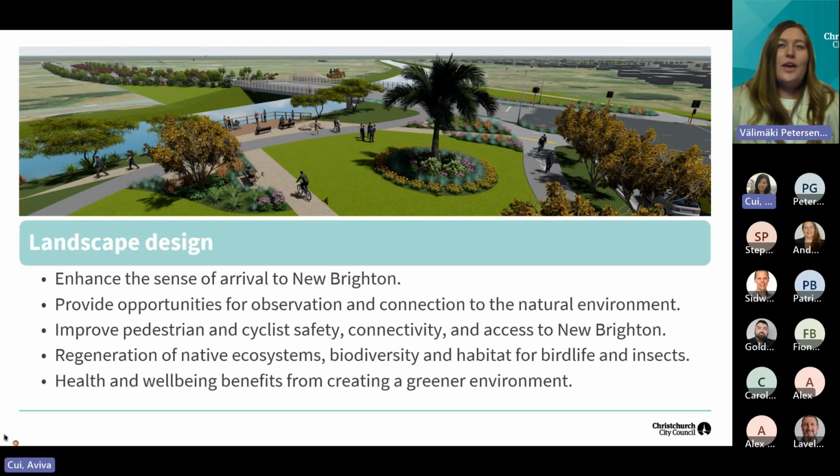Users can stand on the lookout and look in all directions down Seaview Road towards the pier, and that will help with that connection into New Brighton, leading us onto the next key objective for improving pedestrian and cyclist safety, connectivity and access to New Brighton. Walking and cycling facilities will be improved with a shared path that comes down Pages Road and continues down Seaview Road into New Brighton Mall.